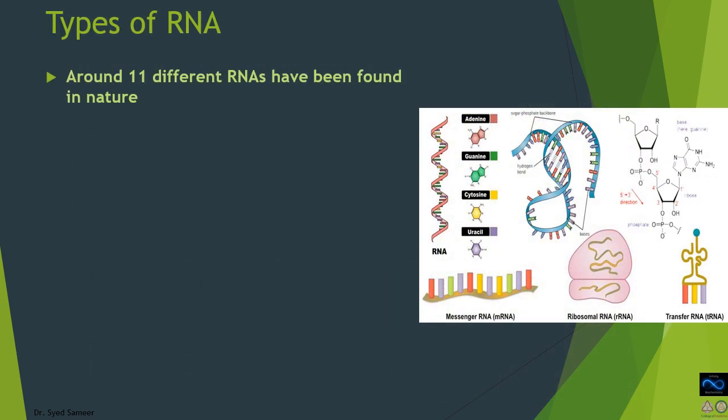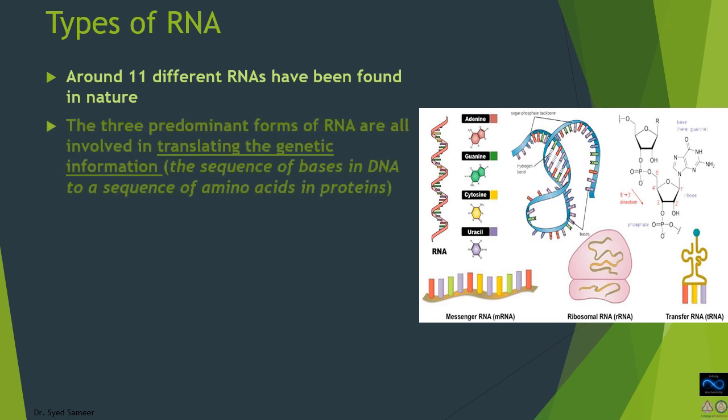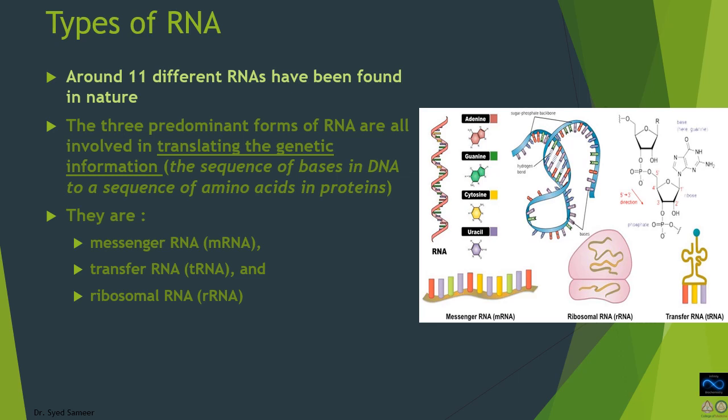In nature, 11 different kinds of RNAs have been found, but three of them are predominant because they help in the decoding of the genetic information in the DNA. And this sequence of bases in the DNA is then translated into a sequence of amino acids in proteins. The three types of RNA involved in translating this genetic information are the messenger RNA, called mRNA, transfer RNA, tRNA, and ribosomal RNA, called rRNA.